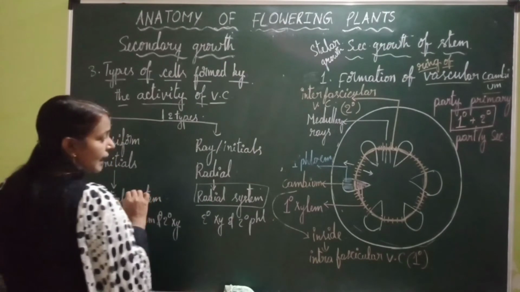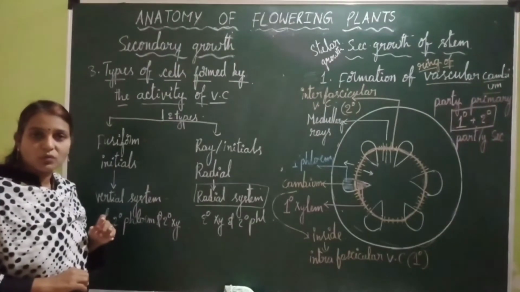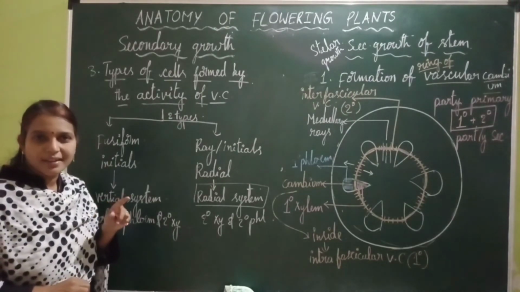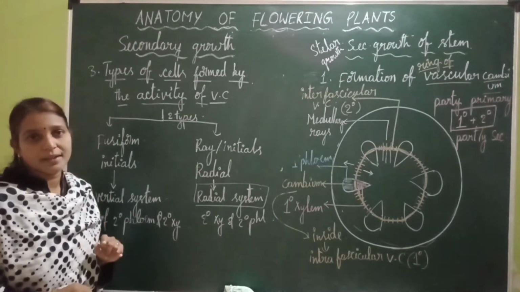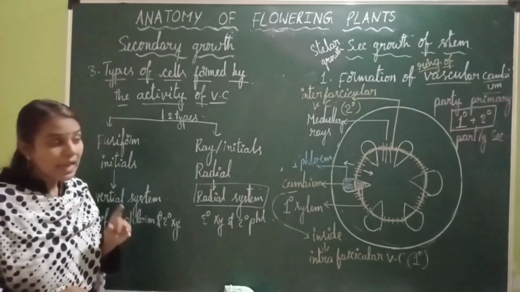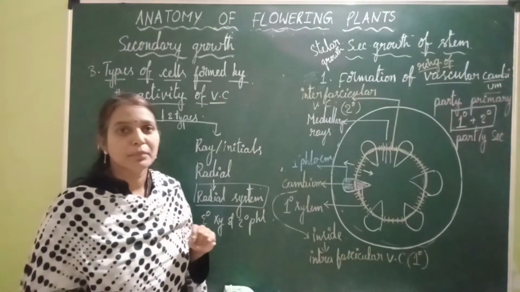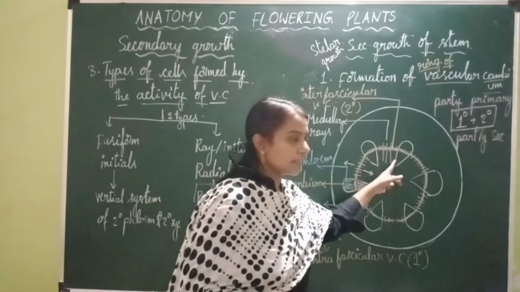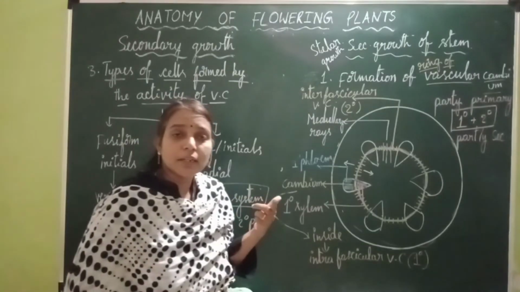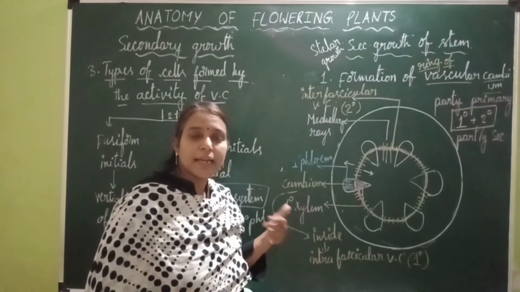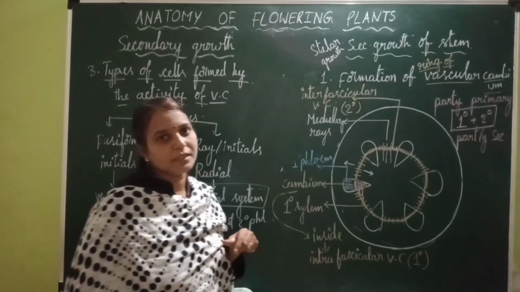Is it clear? And some of these ray initials are also involved in the formation of medullary rays, which are called secondary medullary rays. The medullary rays which are formed during secondary growth are called secondary medullary rays, and the medullary rays which are present in the plant from the beginning are called primary medullary rays, which are present between vascular bundles. From these primary medullary rays only, the parenchymatous cells get dedifferentiated into interfascicular vascular cambium, that is secondary meristem, right?